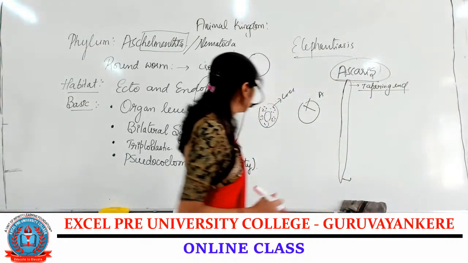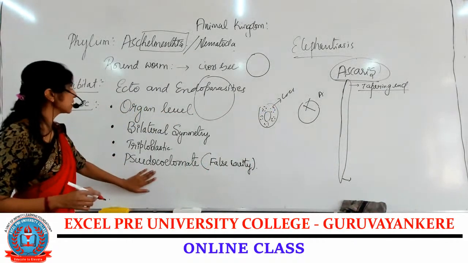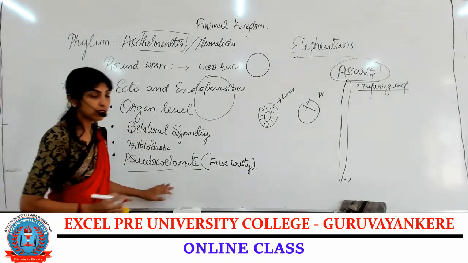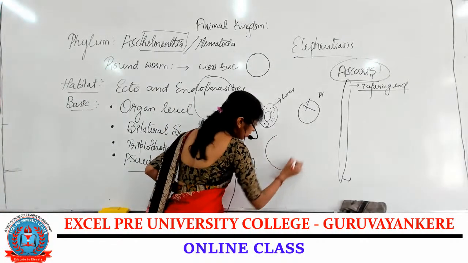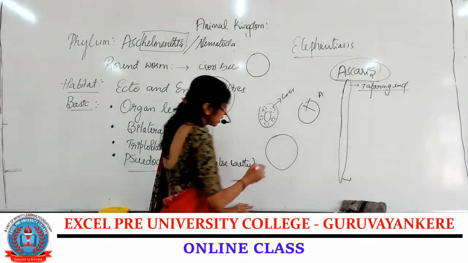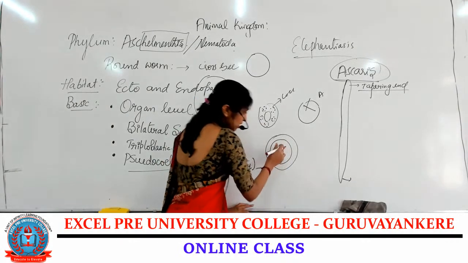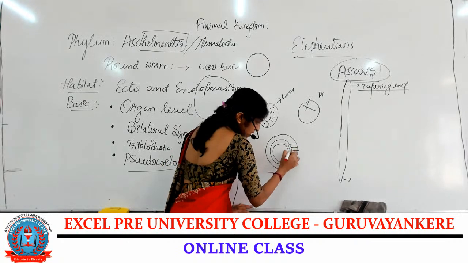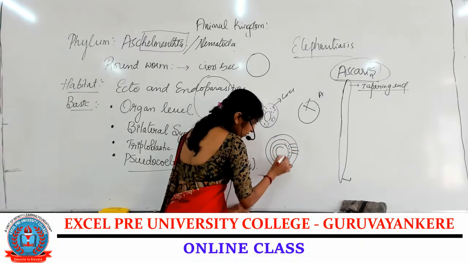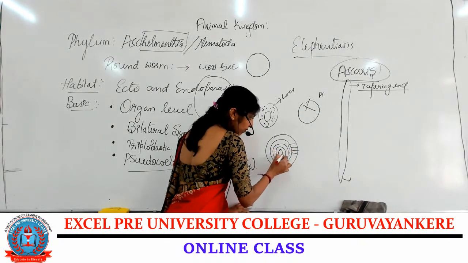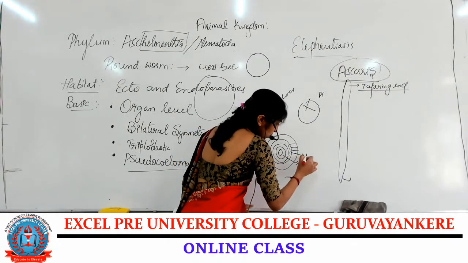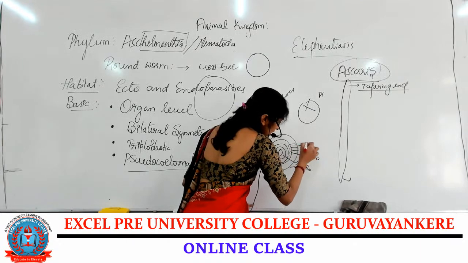Okay, you have asked me to repeat the coelom of these Aschelminthes. In the case of Aschelminthes, generally this is the outer layer, the ectoderm. Then this is the middle layer, the mesoderm layer, then we have a cavity, then we will be having the endoderm. This is endoderm, this is mesoderm, and this is the ectoderm.